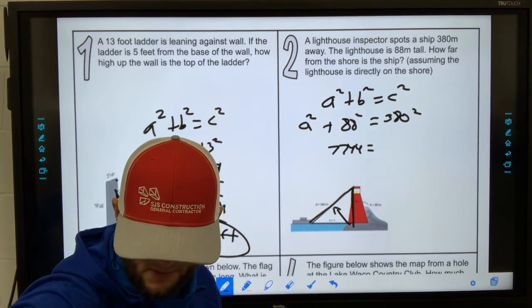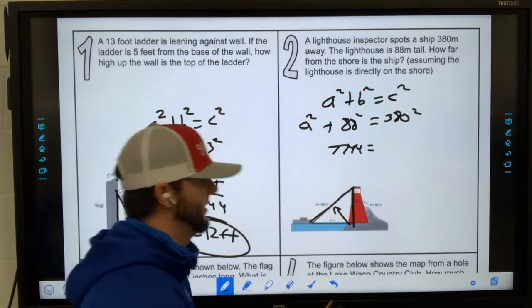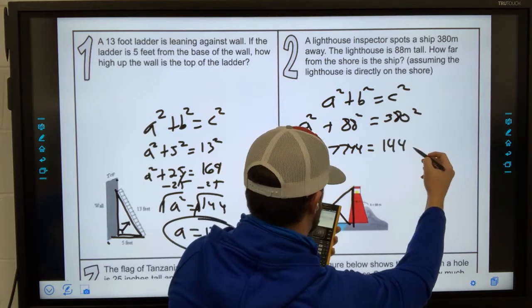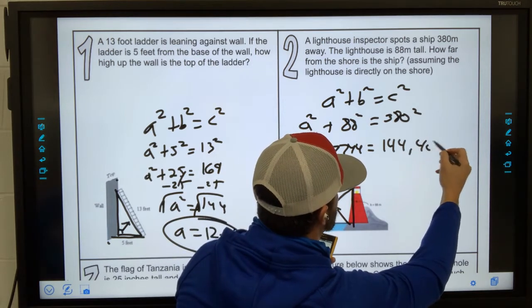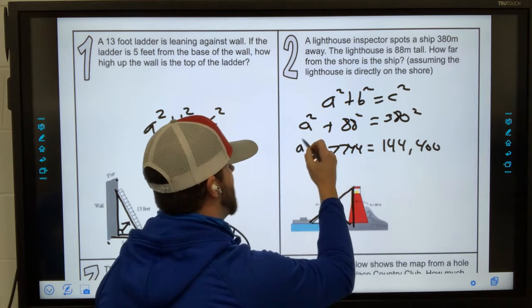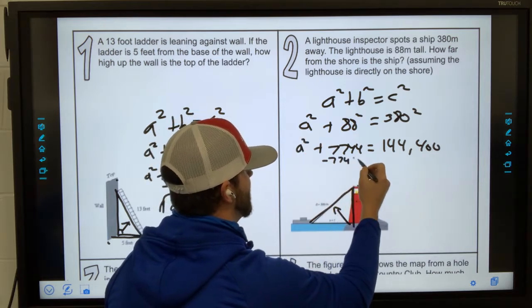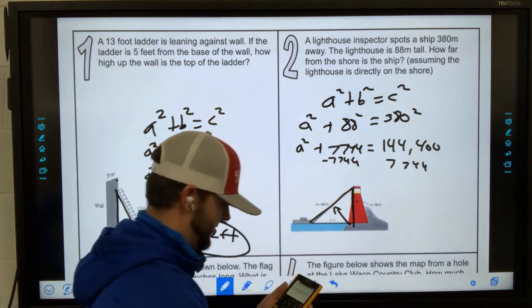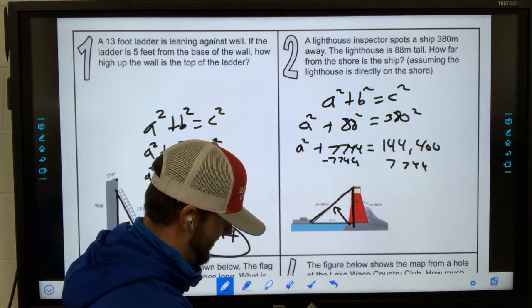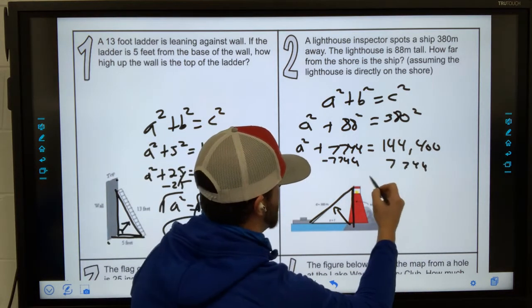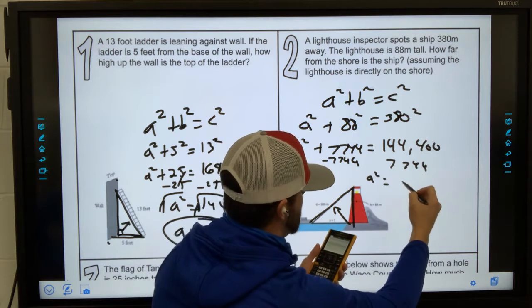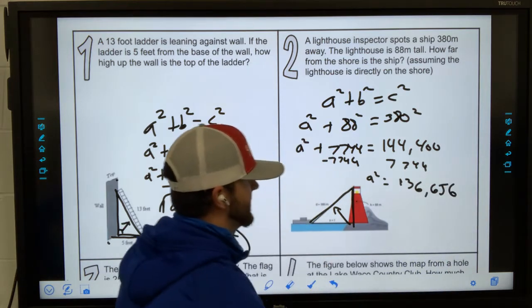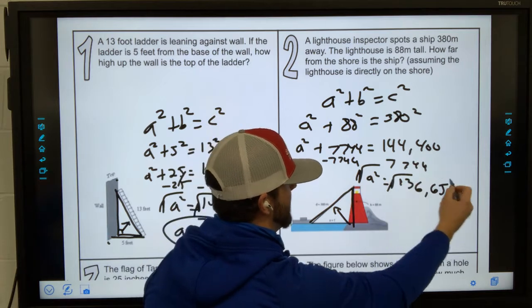380 squared, which is going to be a really big number. That's going to be 144,400. So now I'm going to subtract 7,744 from both sides, and that's going to end up giving me 136,656, and then I just have to take the square root of both sides here.